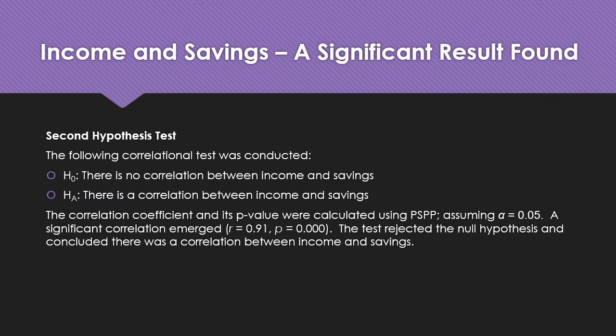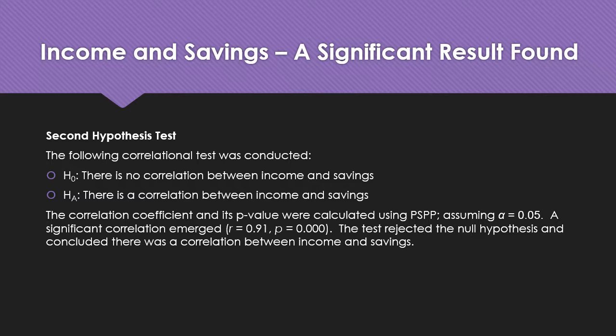The correlation between income and savings was the second hypothesis that we tested, and we found a significant result. The null hypothesis in this case was that there was no correlation between income and savings, and the alternative hypothesis suggested that there was. Our correlation coefficient and its p-value were all calculated using PSPP, and that is for all of the hypotheses. We used the same tool, and we assumed that the p-value, which helps determine the significance of the result, was less than 5%.